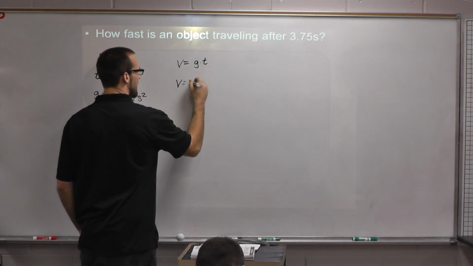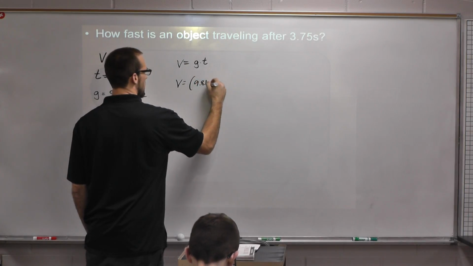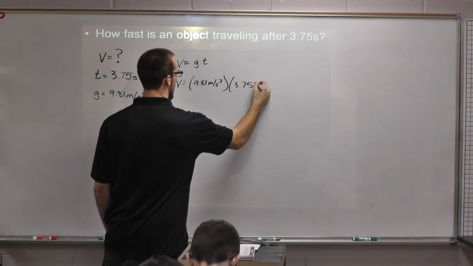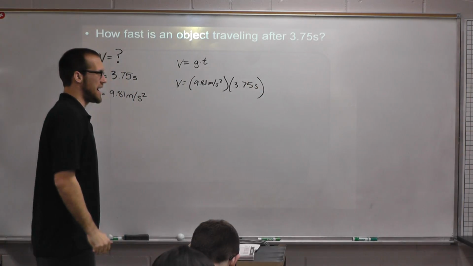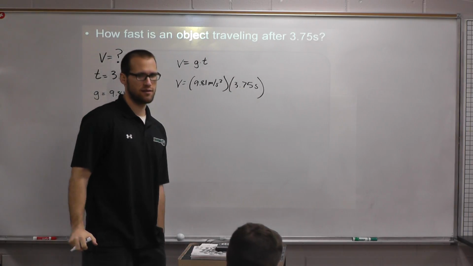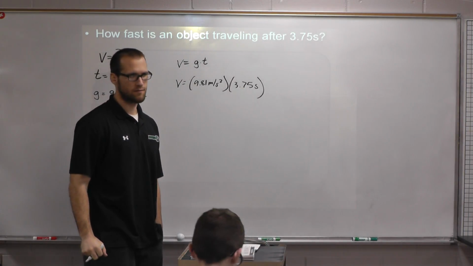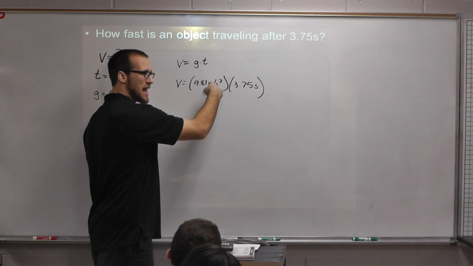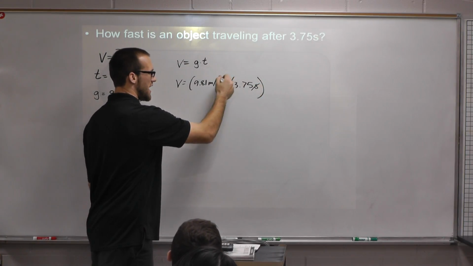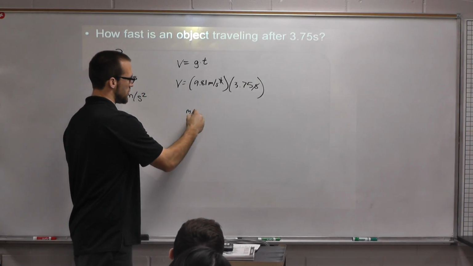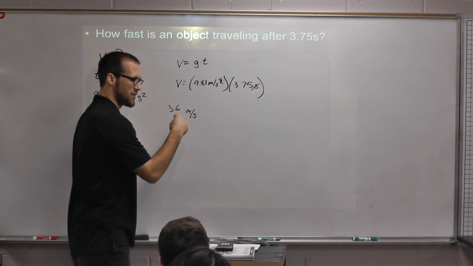So if we plug in 9.81 meters per second squared times 3.75 seconds, I've got a meter per second squared multiplied by a second. What's going to happen? One of the seconds doesn't go away. Okay, this is on top, this is on bottom because of the slash. So you are canceling out one of the seconds, leaving you with a meter per second, which is like 36 something, right?